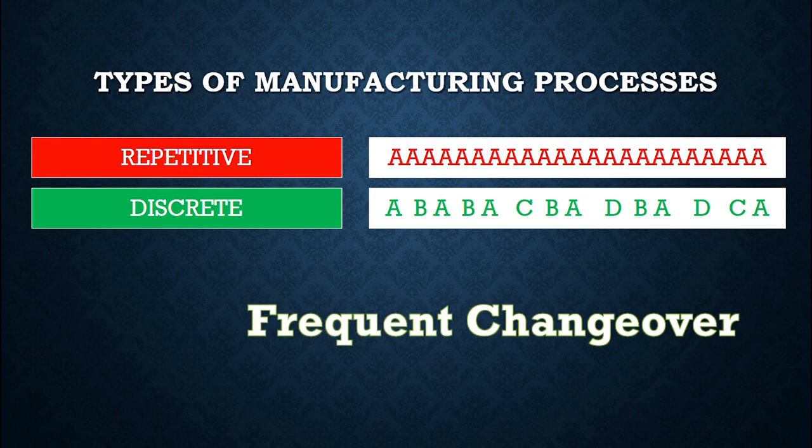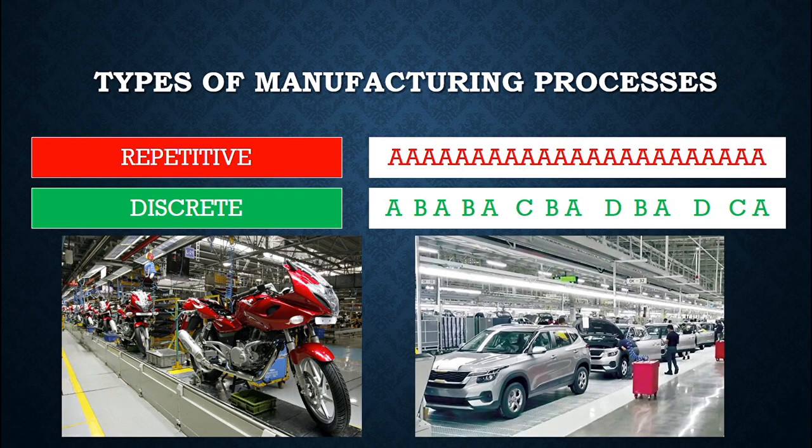A very common example of both these processes is two-wheeler and four-wheeler manufacturers. They have an assembly or production line that keeps on producing the same vehicle all around the year, or sometimes different models on the same line based on market demand.